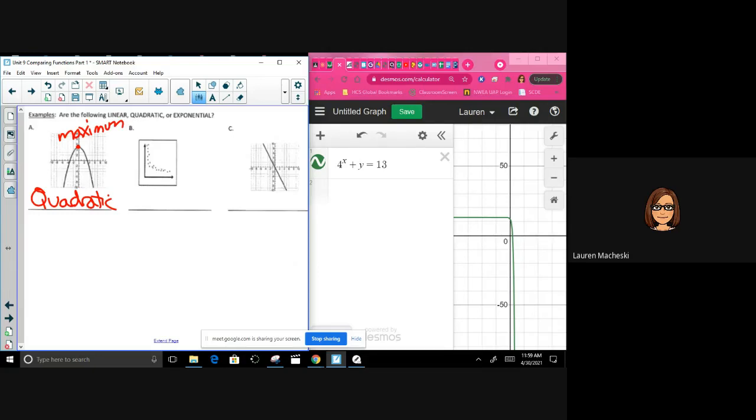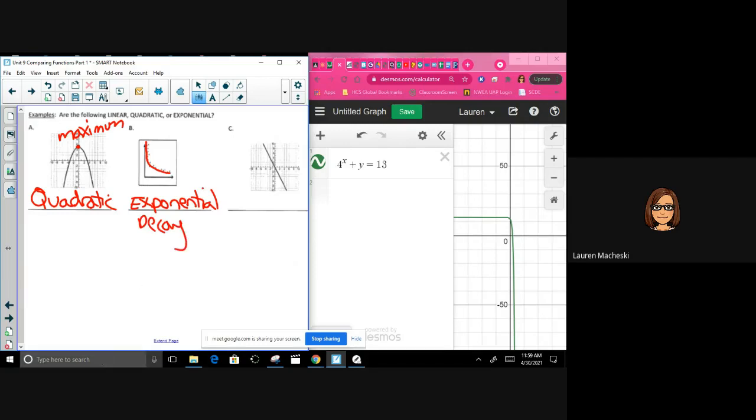This scatter plot. What do y'all think that scatter plot is? Very good. It's exponential. And do you think it's going to be an exponential growth or an exponential decay? Okay. Very good, because it decreases. Exponential decay.